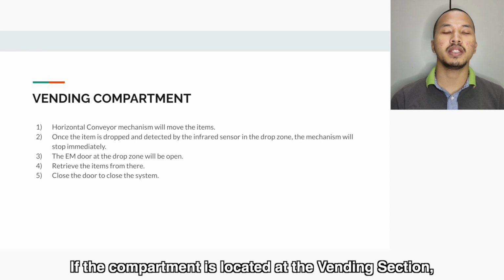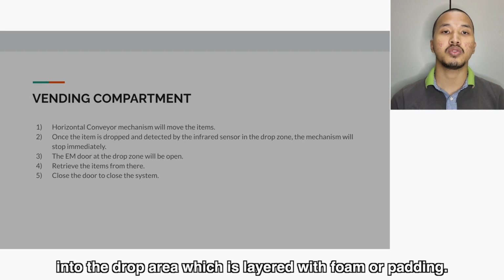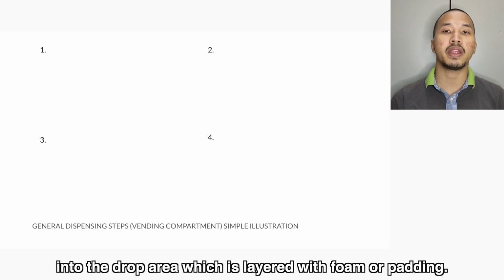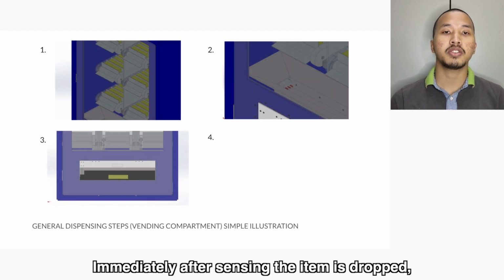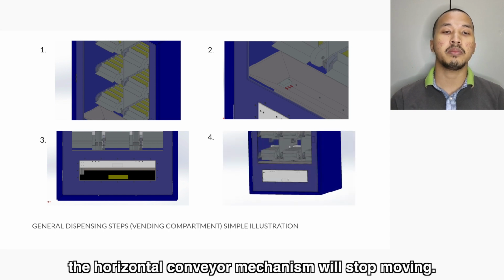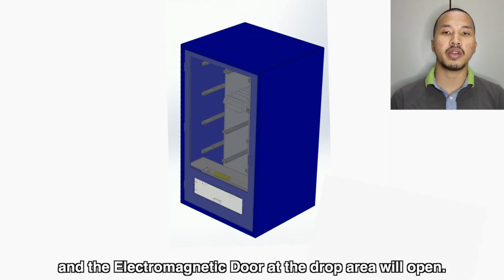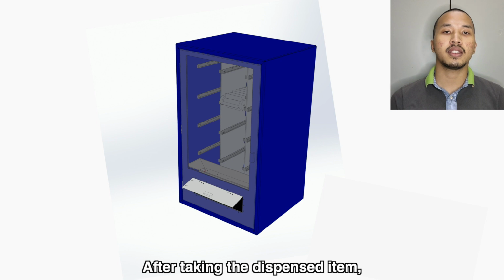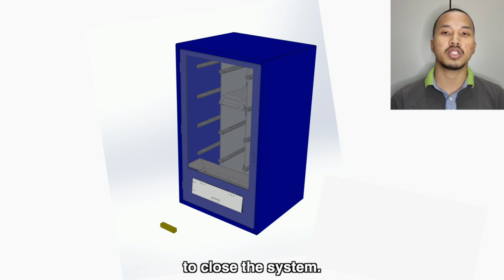Next, if the compartment is located at the vending section, the horizontal conveyor mechanism will start moving until the item is dropped into the drop area, which is layered with foam or padding. The dropped item will be sensed by the infrared sensor. After the item is dropped, the horizontal conveyor mechanism will stop moving immediately after the sensing process, and the electromagnetic door at the drop area will open. After taking the dispensed item, you need to make sure to close the electromagnetic door in order to close the system.